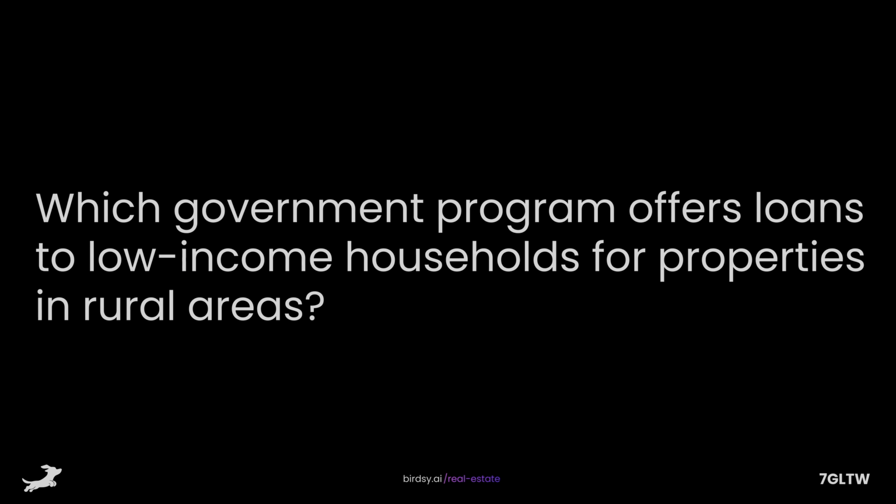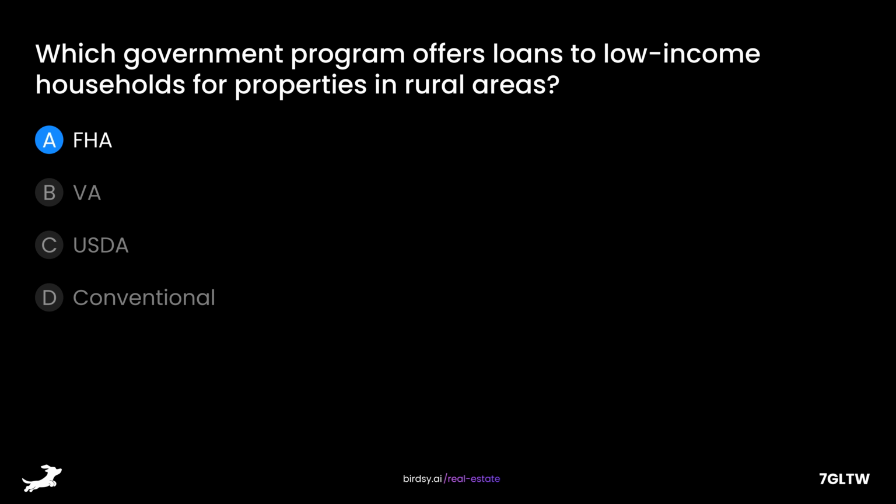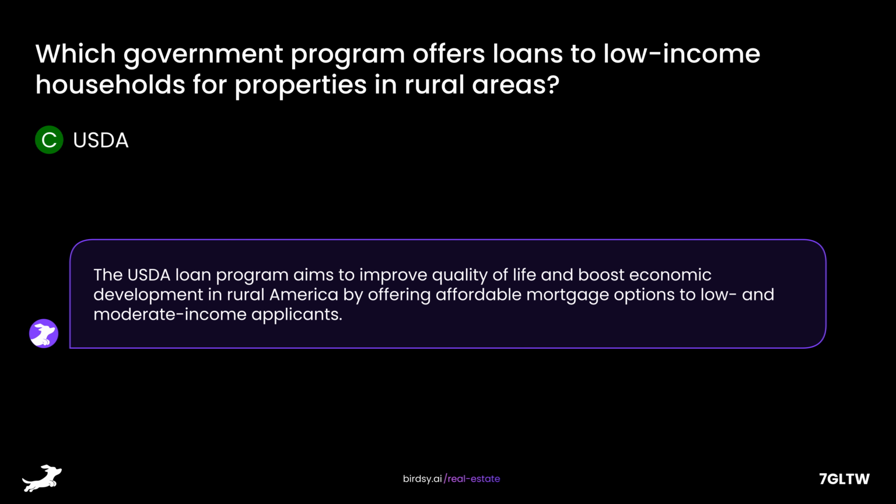Which government program offers loans to low-income households for properties in rural areas? Is it A, Federal Housing Administration, FHA, B, U.S. Department of Veterans Affairs, C, U.S. Department of Agriculture, USDA, or D, conventional? The answer is C, U.S. Department of Agriculture, USDA. The USDA loan program aims to improve quality of life and boost economic development in rural America by offering affordable mortgage options to low and moderate income applicants.